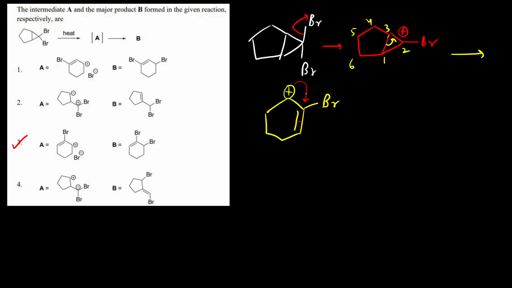Now what will happen? This is a carbocation that is formed. It will be attacked by Br minus. The same Br minus that had gone away as a leaving group will attack here, and we get a double bond with Br, Br. So both the Br are at adjacent carbons. You can see this. So the correct answer here is which option? Option 3.